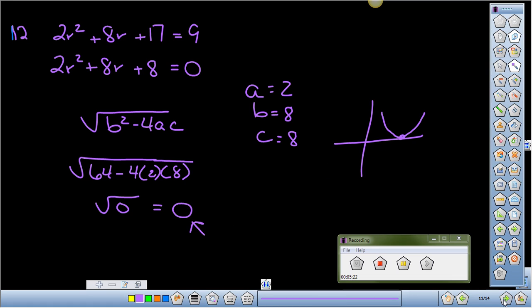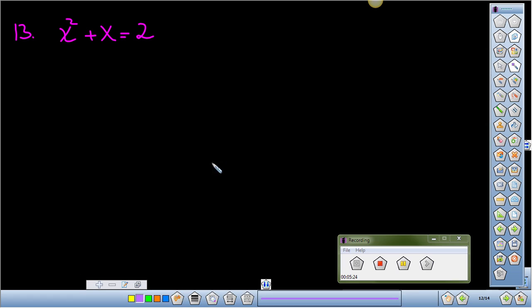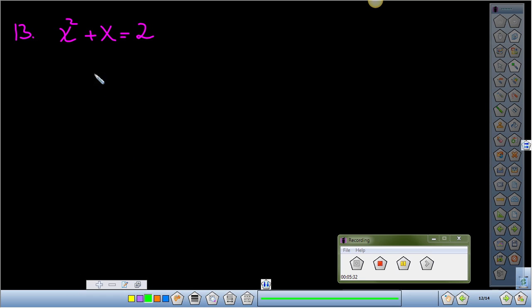Okay, let's take a look at question number 13. In question 13, you're asked to solve this equation using the quadratic formula. So once again, what you have to do is get it into standard form. So I'm going to pull that 2 over to the left instead of equal to 0. And once again, I'm going to use my ABCs to find out what those are, because those are what I'm going to need for the quadratic formula.